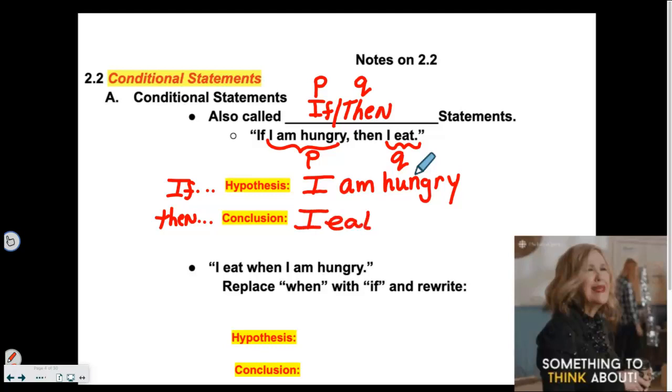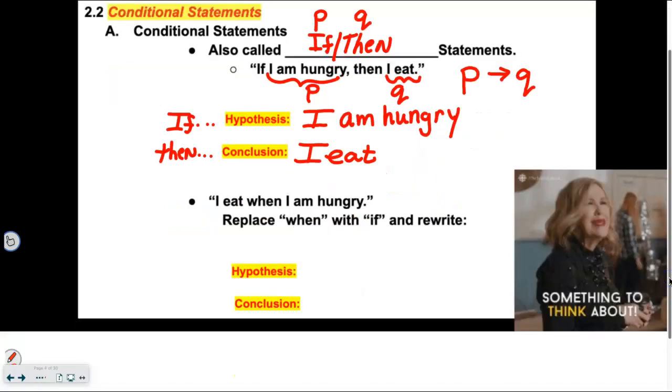So I'm going to repeat that real quickly. A conditional statement is of the form, or can be written of the form, if P, then Q. The if part is the hypothesis. The then part is called the conclusion. And then a lot of times with the notation, we'll say P implies Q. Basically, that means if P, then Q.